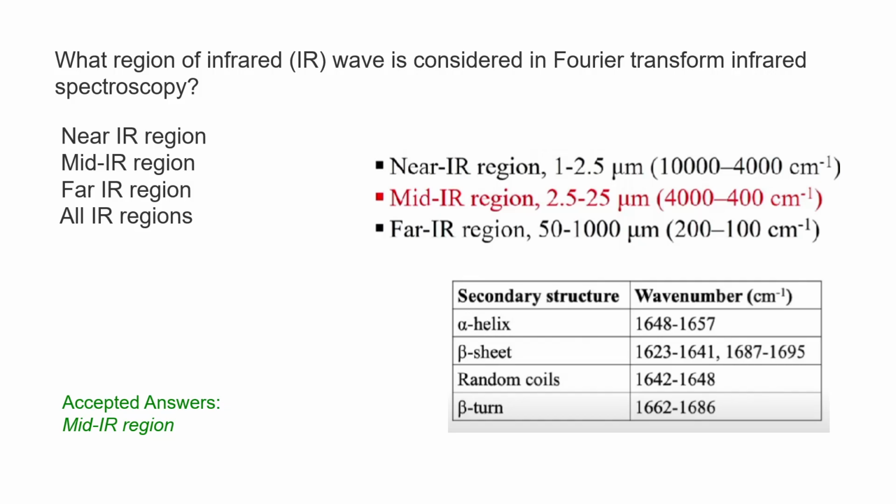This was the next question. What region of infrared wave is considered in Fourier transform infrared spectroscopy? So here mid IR region would be the correct answer. The mid IR region ranges from 2.5 to 25 micrometer or 4000 to 400 centimeter inverse. And within this range, all the alpha helix, beta sheet, random coils, and beta turns can be detected.